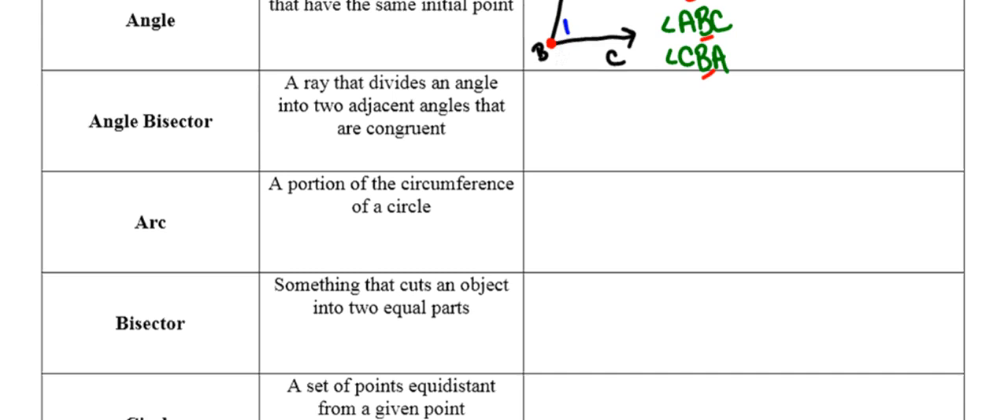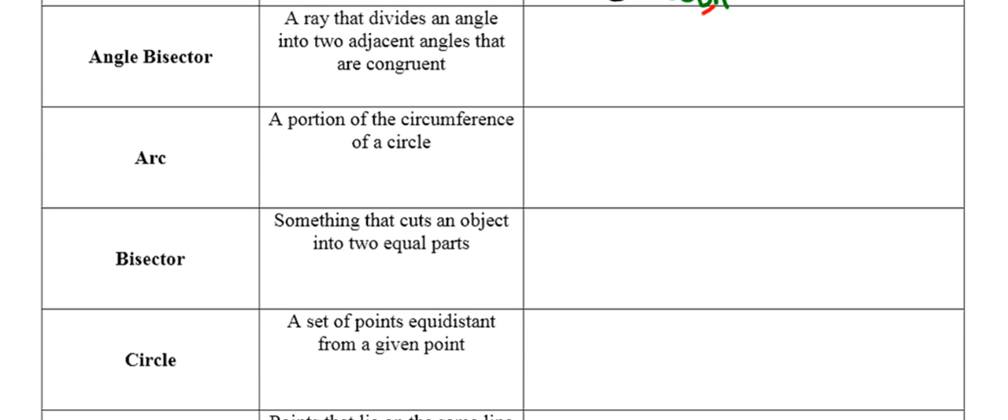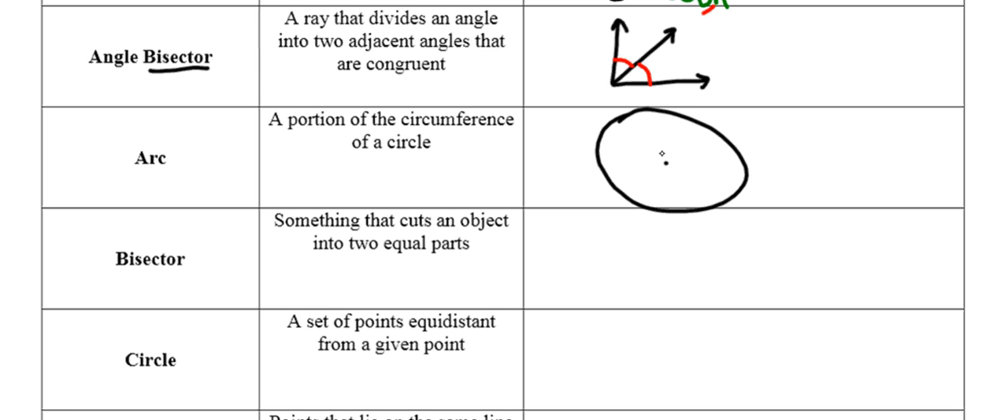An angle bisector is a ray that divides an angle into 2 adjacent angles that are congruent to each other. The word bisect means cut into 2 equal parts. An angle bisector would divide an angle into 2 equal parts. The way that we're going to show that those parts are congruent is to mark them each using the same number of arcs in the picture. That brings us to the next one. An arc is just part of the circumference of a circle. Circumference goes all the way around the outside of the circle. An arc is simply going to be part of that circumference.